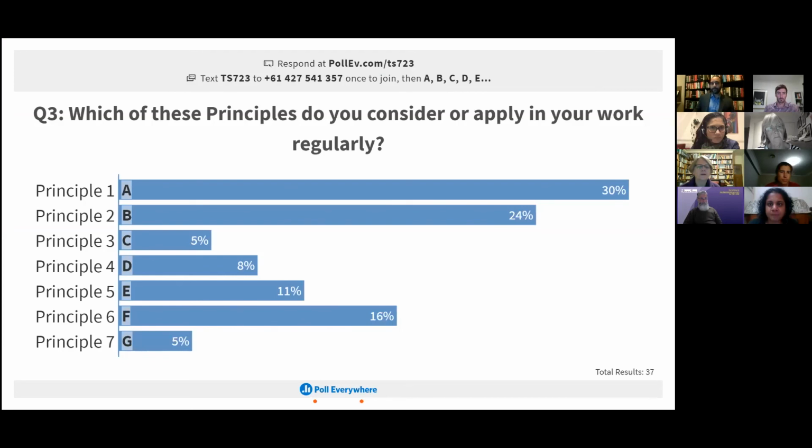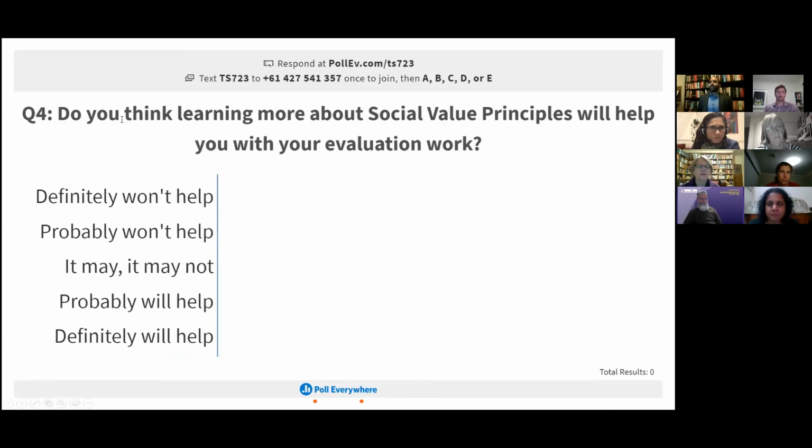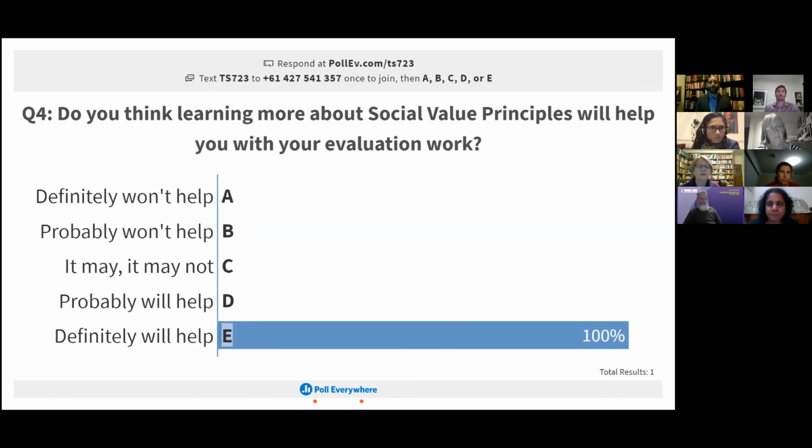All right, it's a little bit different from the first time around. And sorry, I promise this is the last poll style question, but I wouldn't be a good evaluator if I didn't ask this last one, which is, now that you've actually heard from me, do you think learning about these social value principles will help you with your evaluation work?